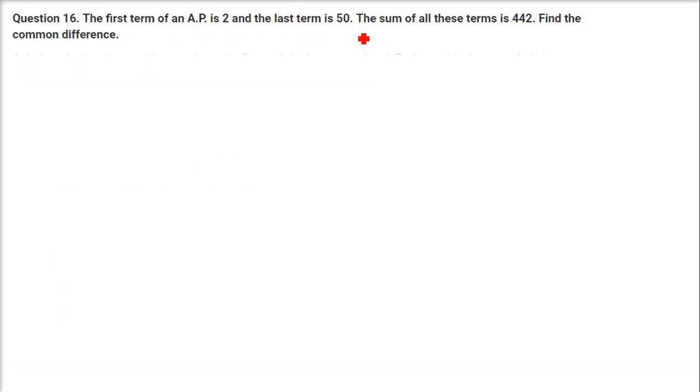The first term of an AP is 2 and the last term is 50. So A is 2 and L is 50. The sum of all these terms is 442. Find the common difference. Here we can directly use the formula, but because A and L are there, we can first find the n and then we can find out the common difference.